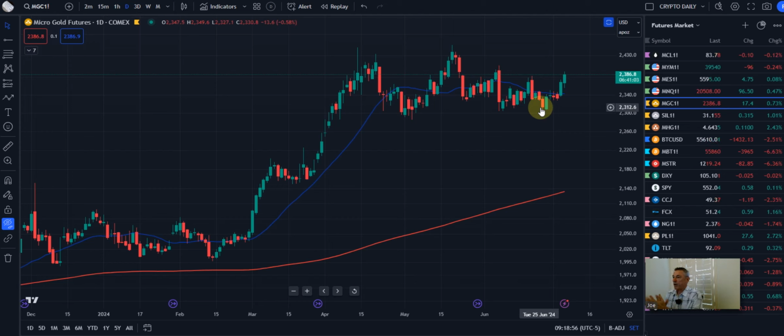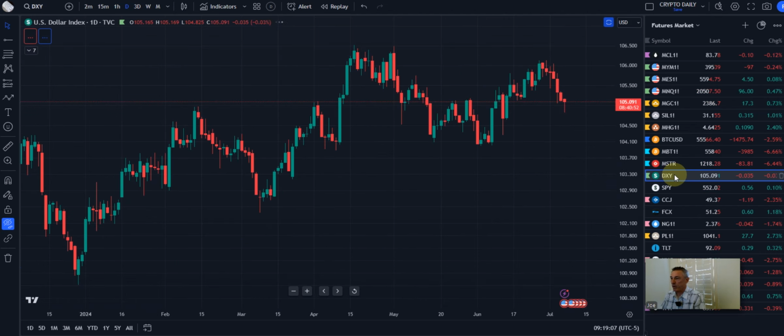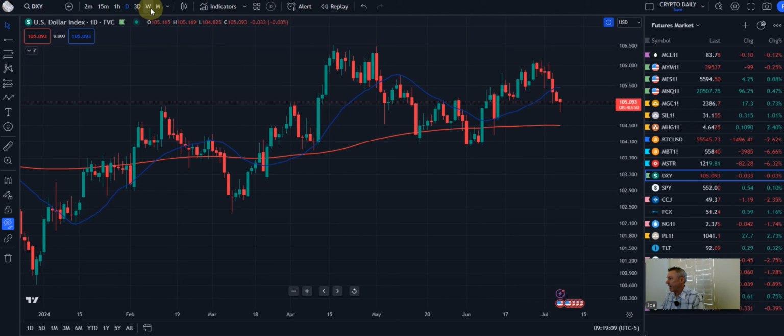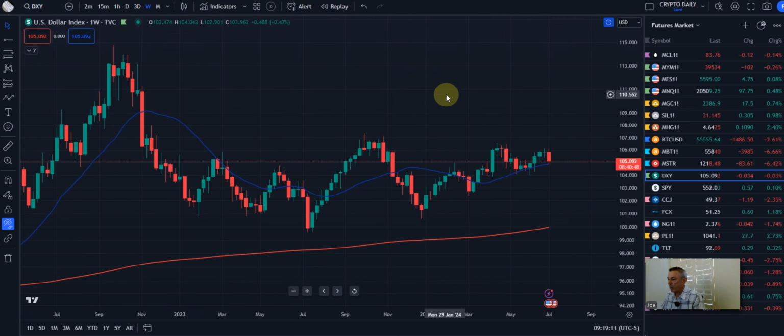Here we go, guys. A lot of calls for gold and silver and maybe even copper. We'll get into that here lately. But first, before we look at gold, silver, copper, we really need to look at the DXY US dollar currency index. And with this one, we like to look at the weekly.